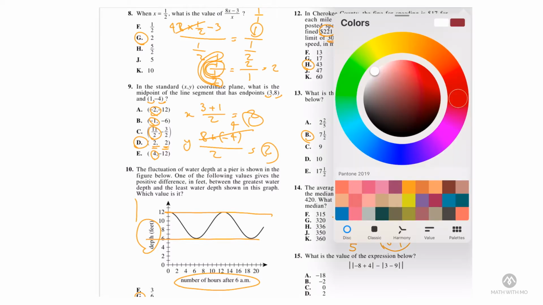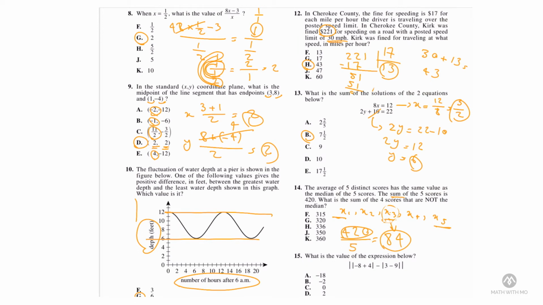Now, the question is, what is the sum of the 4 scores that are not the median? So it means, what is the sum of these two and these two together? So basically, if we just have the sum of the whole thing minus this median, which is equal to the average, we can get the sum of them. So we have the sum of the whole thing is 420. We know x3 is 84, so minus 84. Then we can find the sum of x1, x2, x4, and x5. It's equal to 336.